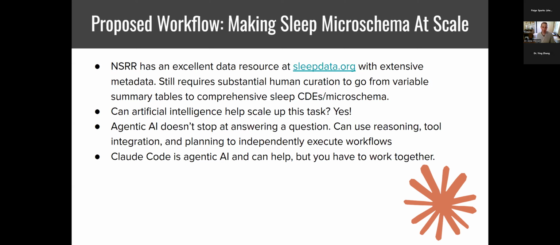Can artificial intelligence help us scale up this task? Yes. And we'll show you how we did that in just a moment. But we're not using LLMs, we're using agentic AI, which is one step above LLMs. But the agentic AI doesn't just stop at answering a question like ChatGPT might. It can use reasoning, tool integration, and planning to independently execute workflows. Claude Code is agentic AI and can help, but you do have to work together as though Claude is a collaborator. And let's take a look at what I mean here.